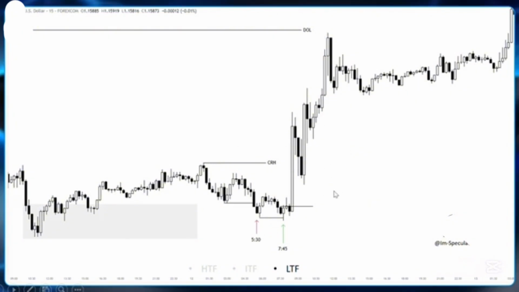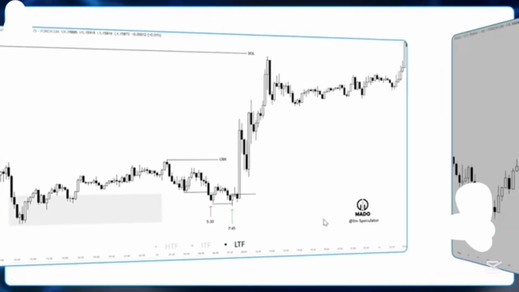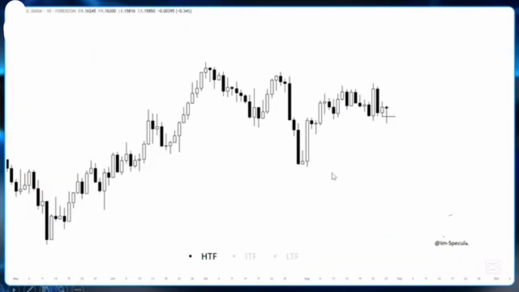You see how mechanical and rule-based this framework is? There's no guessing. It's structured from higher time frame to intermediate time frame narrative all the way down to lower time frame execution. Okay, now you can see the same Euro Dollar daily chart. We have a clear bullish order flow and price is currently trading inside this specific candle.